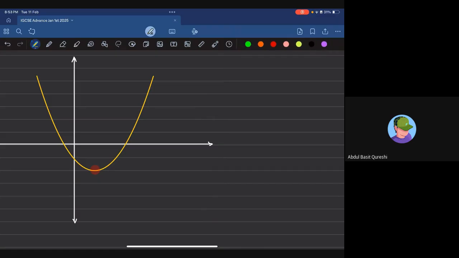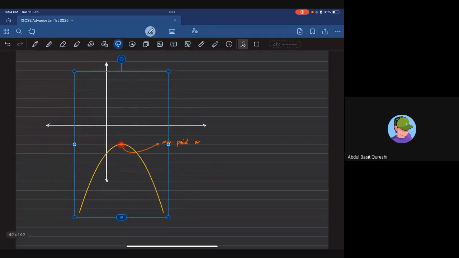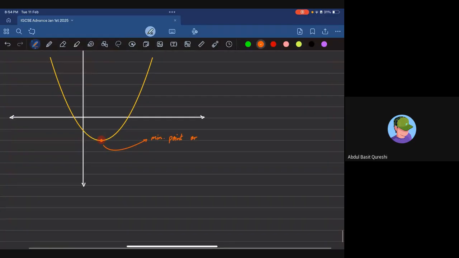Basit is right. This right here is known as the minimum point, or it can even be the maximum point. For example, if I flip this, now it's a maximum point. Flip it again, it's a minimum point. So it depends on the graph what point this is. This is known as the minimum or the maximum point.